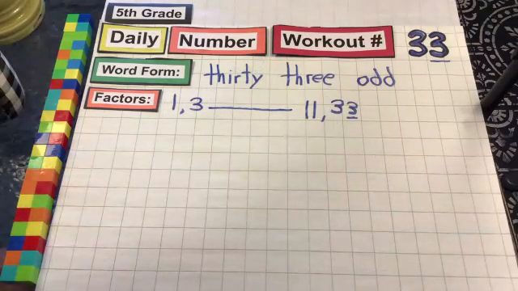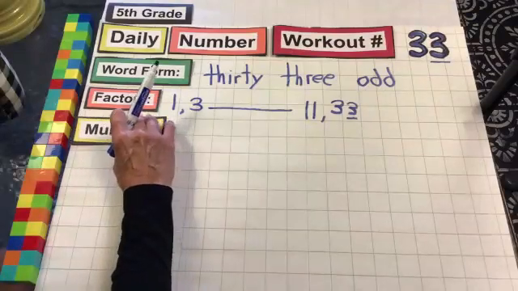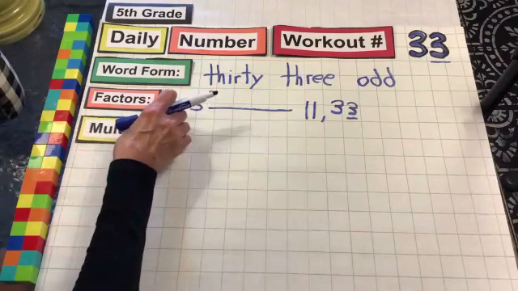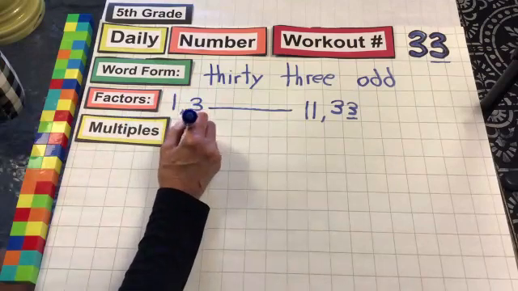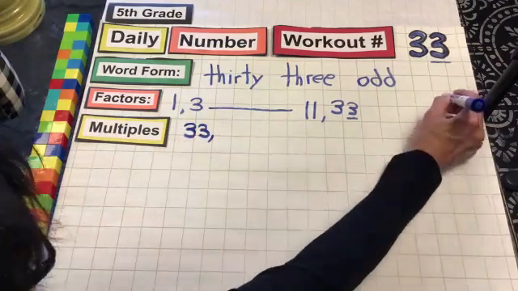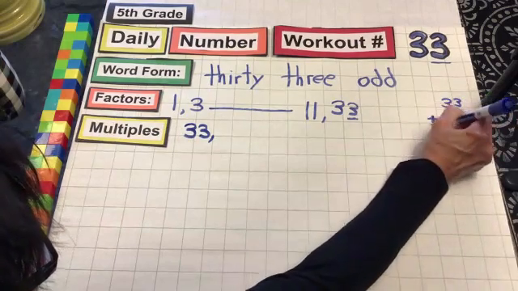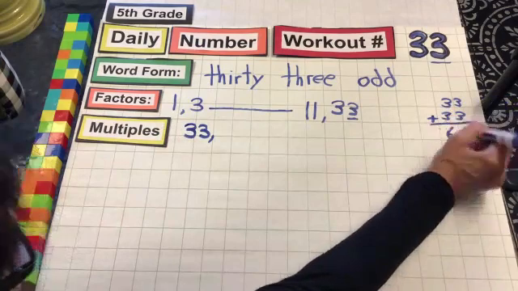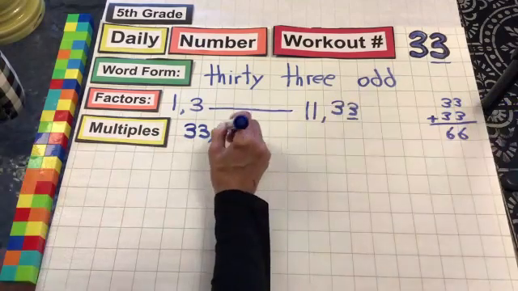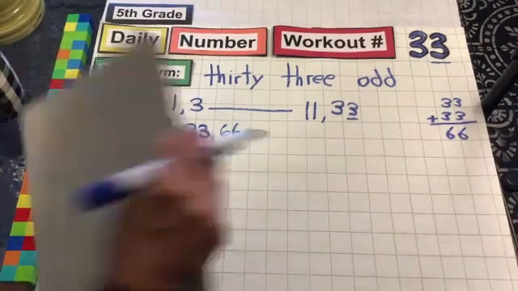All right, let's move on to our next category, which is multiples. So if we're counting by 33s, it would be 33. And then 2 times 33, if we did addition over here, that would be fine. 33 plus 33 is 66. 66 would be the next one. And then let's get out our scrap paper so we can do the rest.